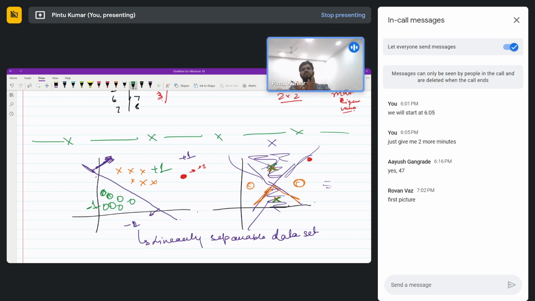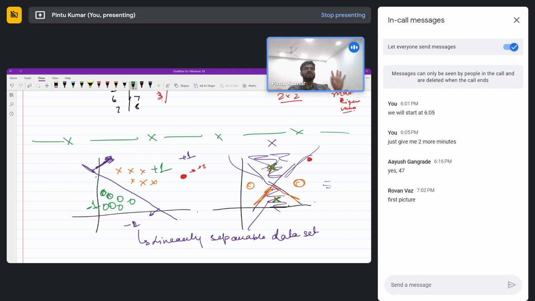So we look for a rule or a function based on which we can say that this belongs to this class, and if it does not satisfy this, then it belongs to the other class. So what I'm saying is, if my data set is linearly separable, then my life becomes very easy. The only point is, if it is linearly separable, then life becomes very easy.